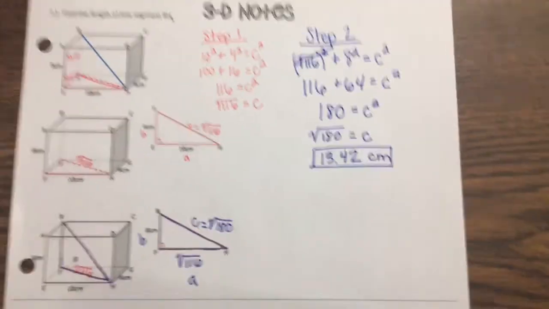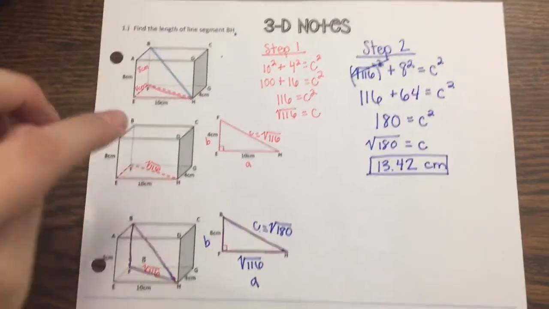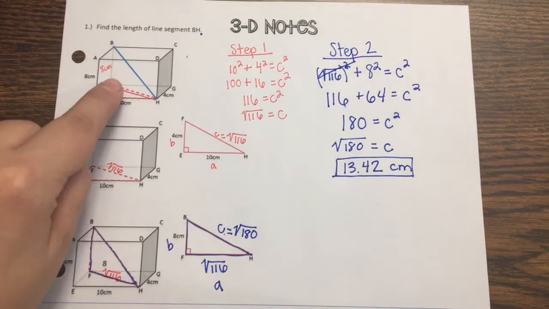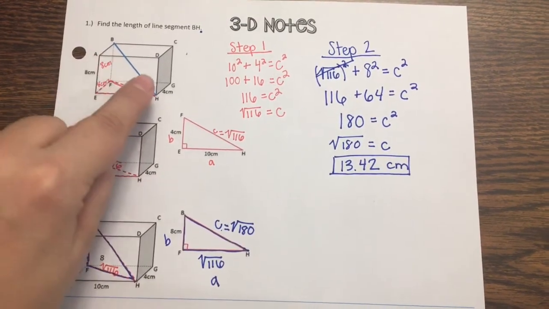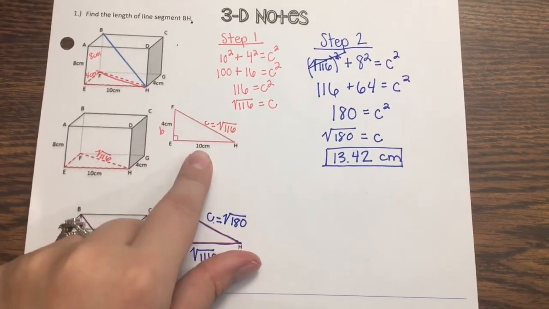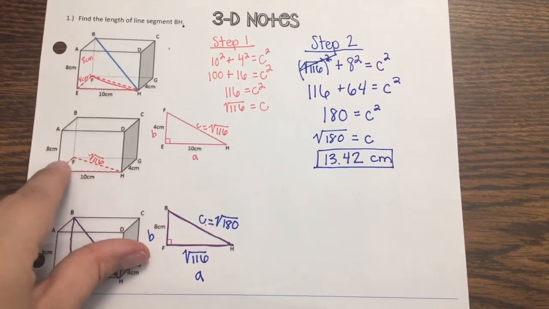So I'm going to walk you through it one more time. The reason I had to do it twice is because I didn't have enough information for this 3-dimensional triangle. So I performed the Pythagorean theorem first on this bottom triangle.